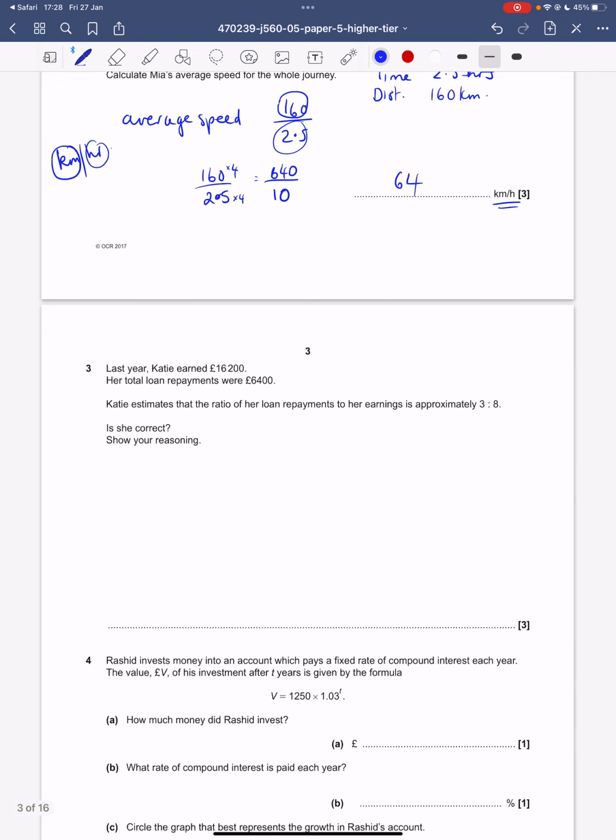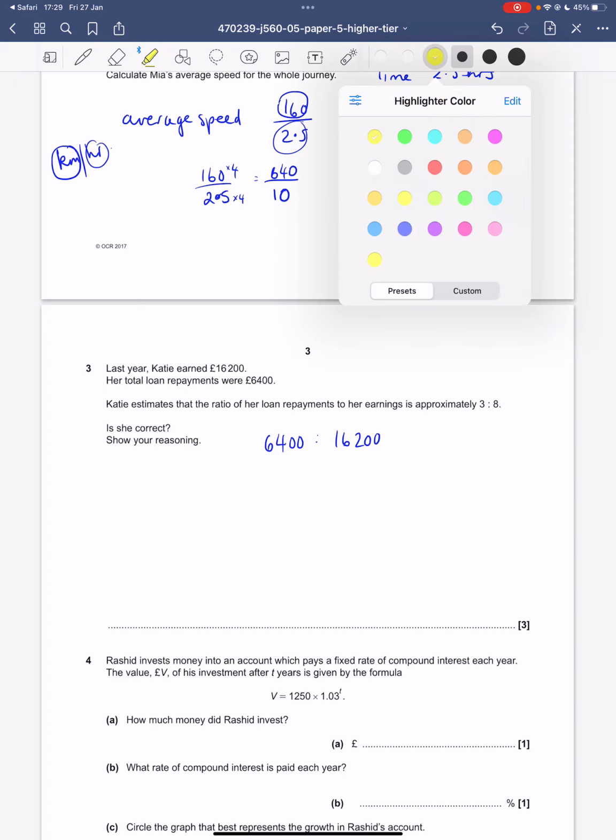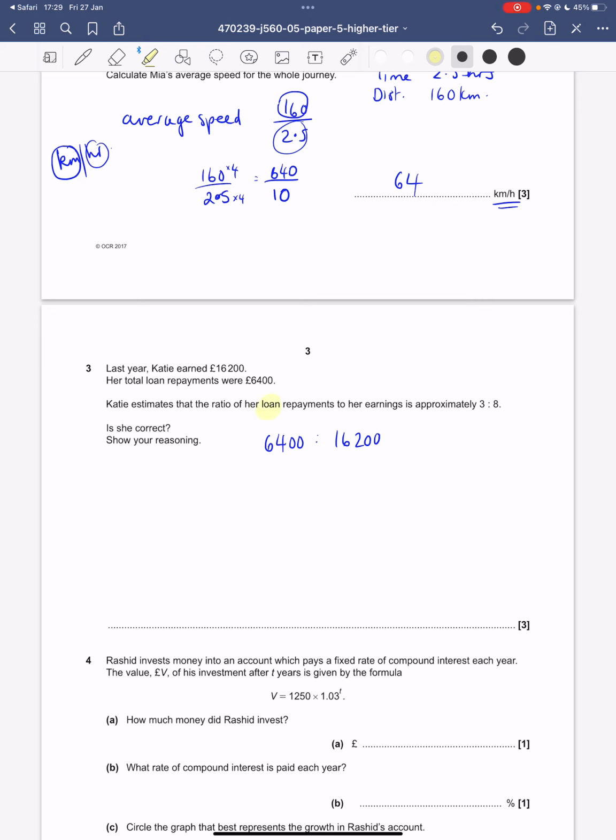Okay. Right, last year Katie earned £16,200. Her total loan repayments were £6,400. She estimates that the ratio of her loan to her earnings is approximately 3 to 8. Is she correct? So loan, earnings. Okay, so if you look at this here, loan is first in the sentence, so put the loan number in first of all, and earnings is second in the sentence, so put the earnings in second. Okay, because it's got to match up, the order's important.